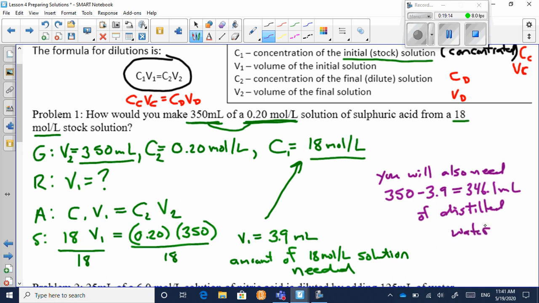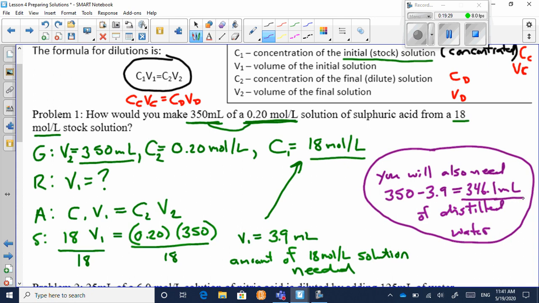So just be aware that in these dilution questions, you often don't solve for the actual amount. You can, obviously, by doing this little extra step. But that 346.1 milliliters isn't in your C1, V1, C2, V2 calculation, but they expect you to know that the remainder of the dilute solution is just water.